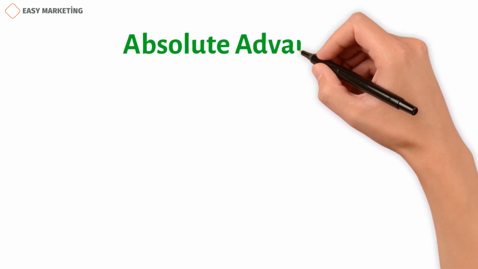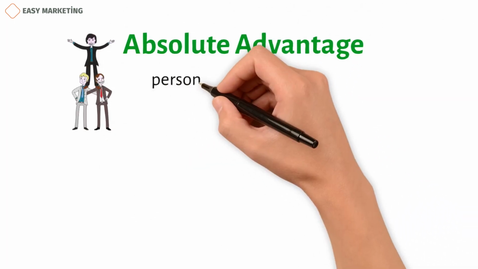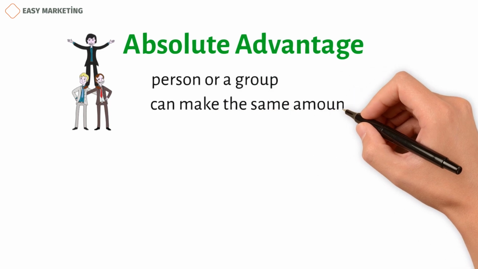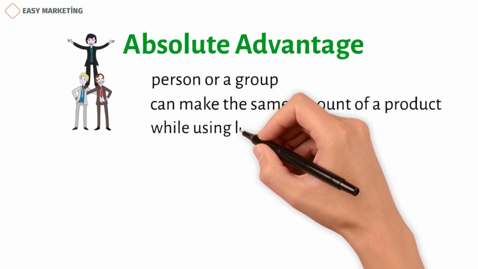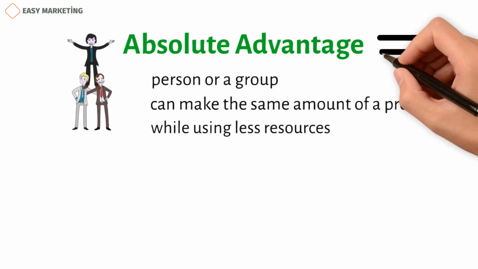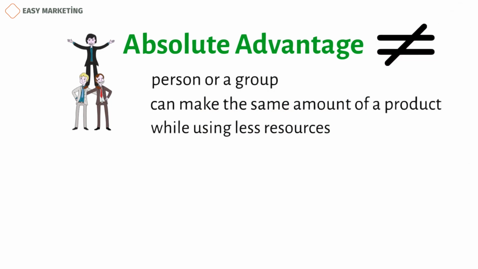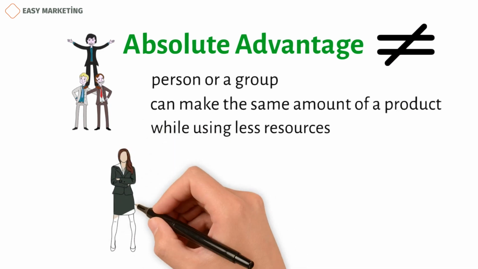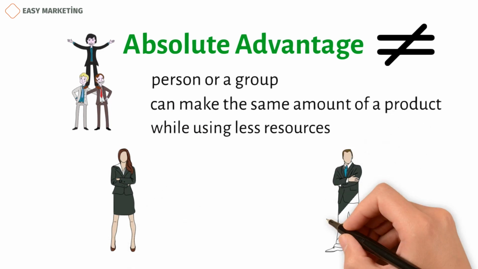Absolute advantage is an economic term for when one person or group can make the same amount of a product as another person or group while using fewer resources. This is different from comparative advantage, which describes a situation in which one person or group can produce at a lower opportunity cost. Let's say that both Abby and Joe own general stores and make things to sell in them.